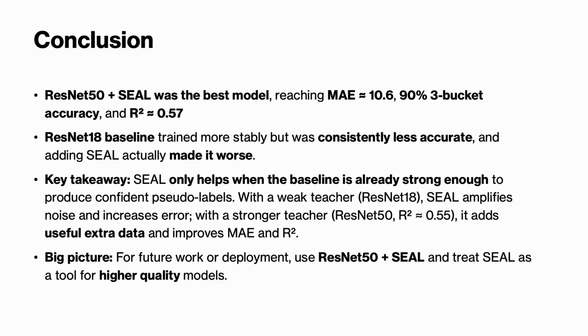The central design insight is this: SEAL is a multiplier on your baseline. A strong baseline, ResNet50, R squared around 0.55, generates reliable enough pseudo-labels that semi-supervised training meaningfully helps. A weaker baseline, ResNet18, generates noisy pseudo-labels that contaminate the expanded training set and hurt performance. Teacher quality is the gating factor for self-training. For any future deployments of this system, the recommendation is clear. Use ResNet50 plus SEAL and evaluate SEAL's confidence threshold carefully based on whatever dataset you are working with.